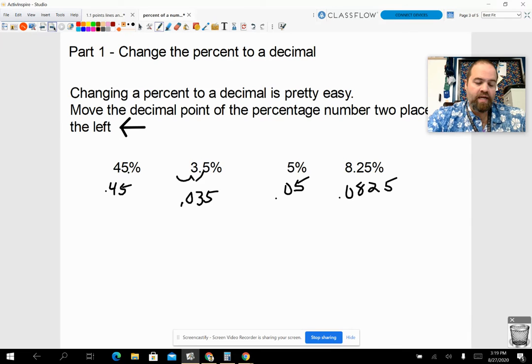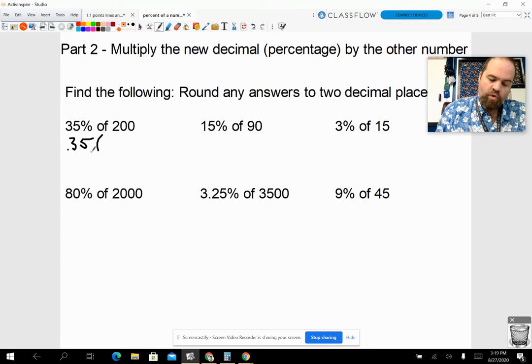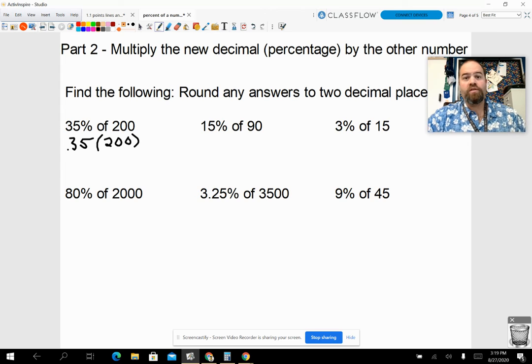So what we're going to do with that is actually change our percentages to a decimal and do a calculation with it. So 35% of 200, this first one here, I need to take that 35% and make it 0.35. 0.35 times 200. Okay. It's always multiplication. Right, that's basically what the word of means when you see that written out in math, a word problem. When it says of, it's 0.35 times 200.